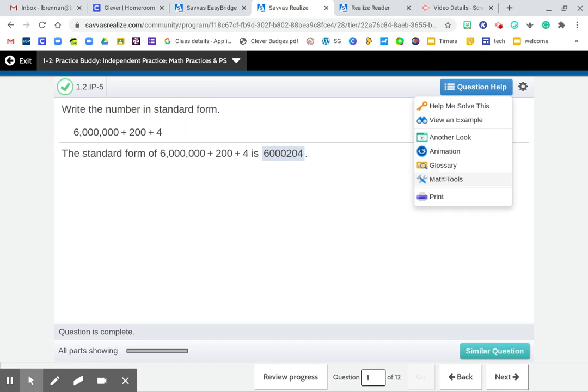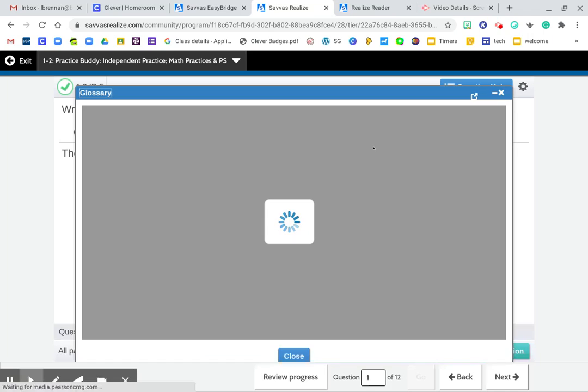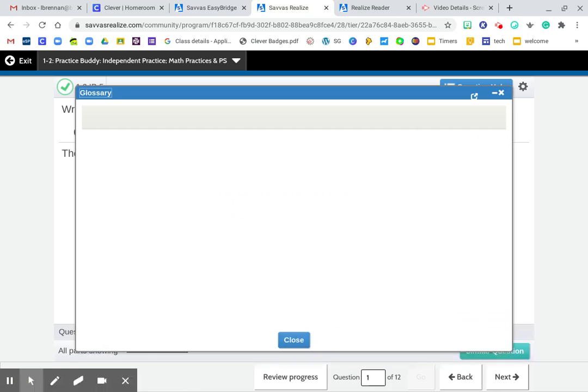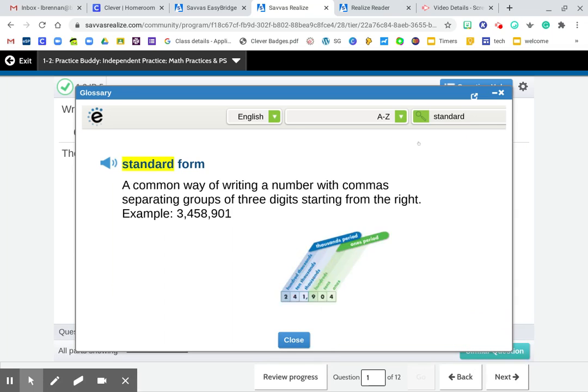I can go to the math tools if I think that would help. I can go to the glossary. If I didn't know what standard form meant, I go to the glossary. Glossary is where all your vocabulary words are. So I can go and it will actually read it to you too. So if I forget what standard form means, I can click on that and it will read the definition to me.